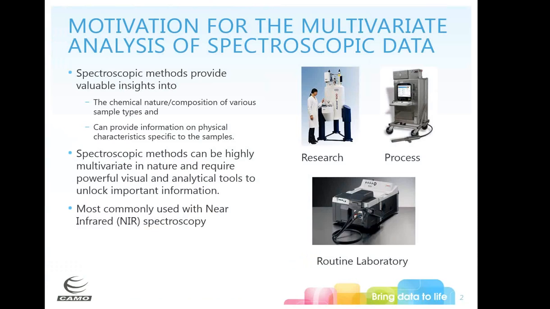And most especially, multivariate data analysis is used for near IR, and that's due to all the overtones and combination bands that you see in the NIR, so you tend to not have your nice sharp peaks that you might have in, say, the mid-infrared or your Raman data.